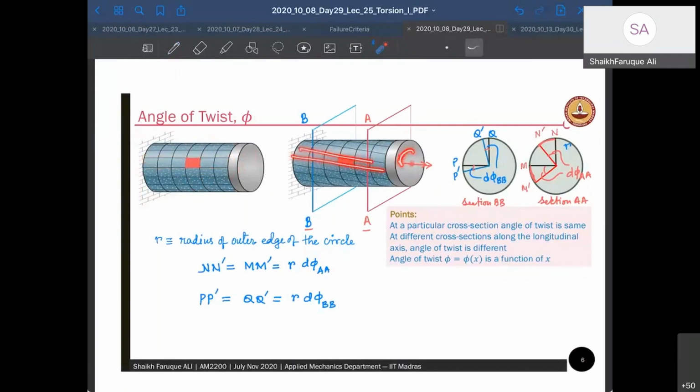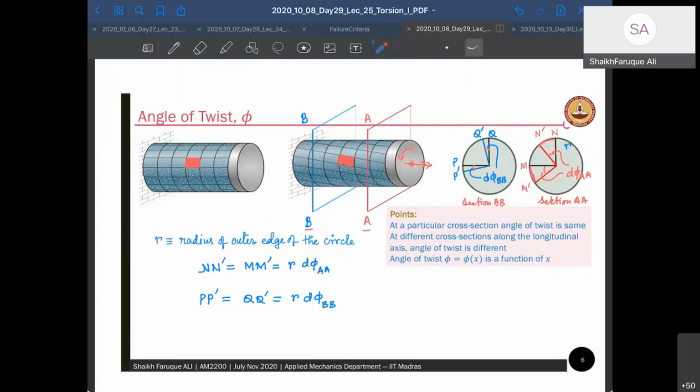So these circles will not change. They will remain circles because of our assumption. So they will remain circles before and after twist like this. And therefore they are going to only linearly move. So the line which was like this has now become this. So this angle is called phi, the angle of twist.